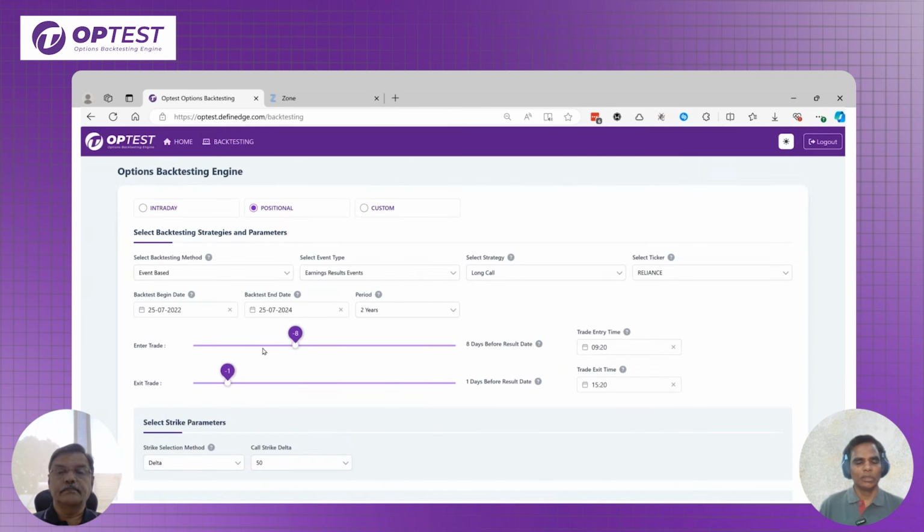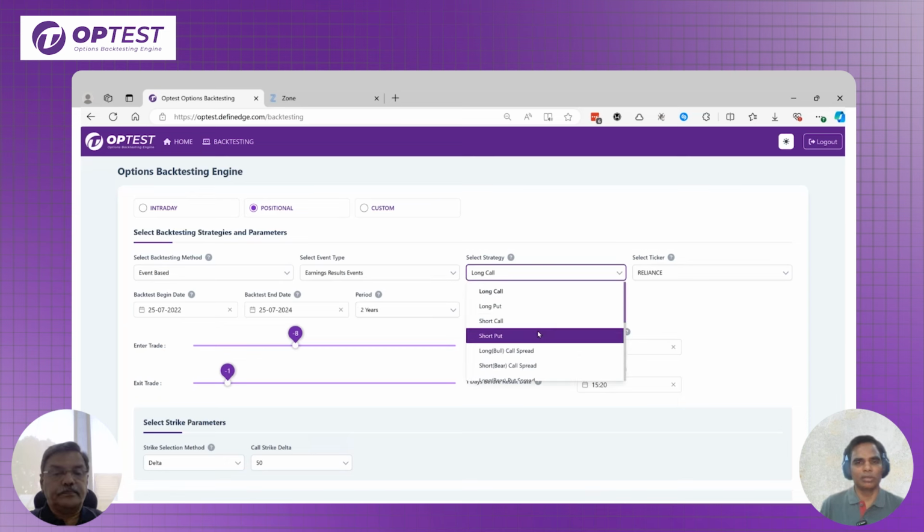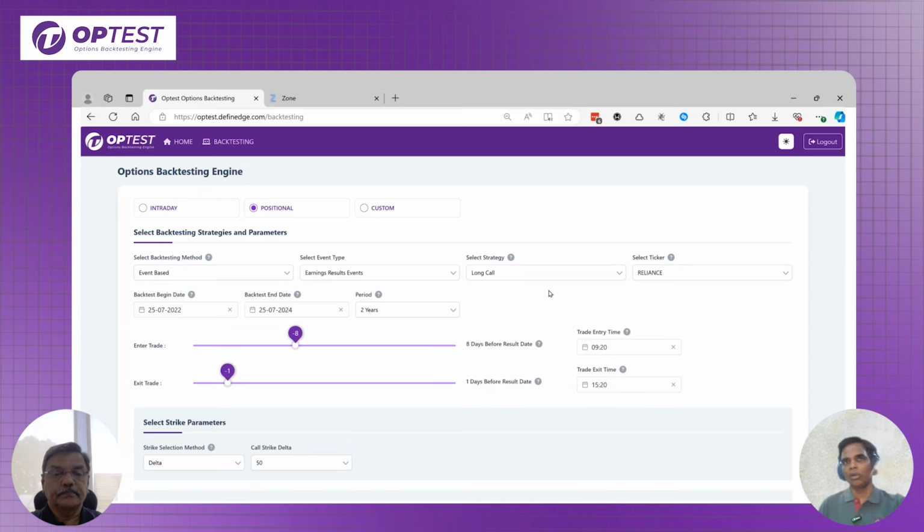Another criterion is that you also have to choose different strategies. Maybe something works with a long call, something works with some other strategy, like a bull call spread. So try out all these things and see which one suits which stock, because each one will have a different pattern in its earnings results. Every stock is different.